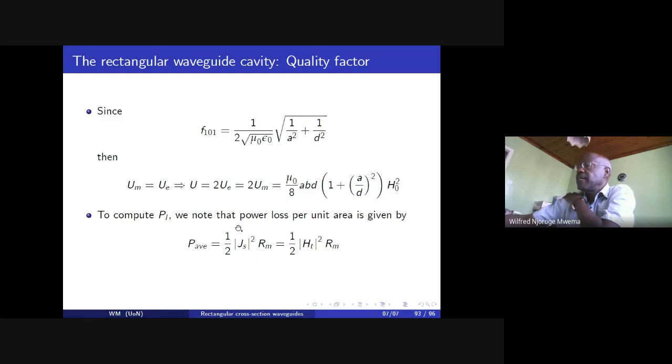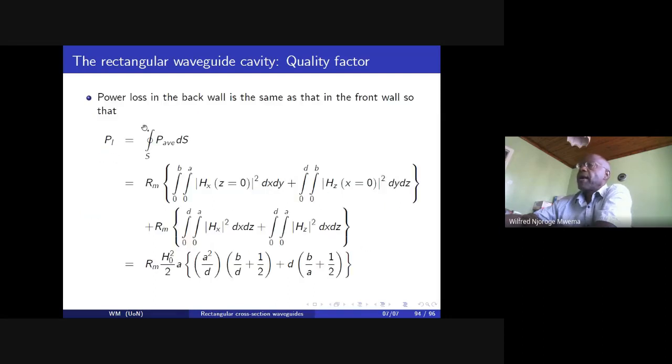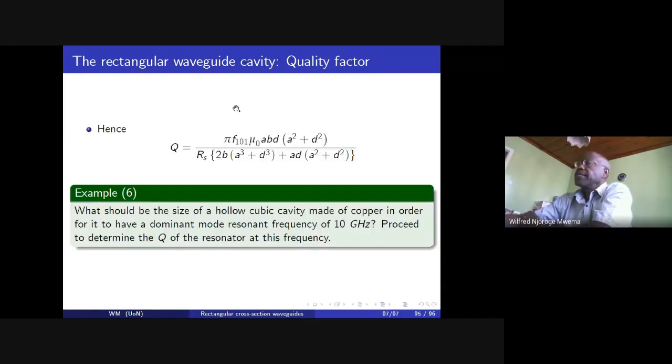To compute the power loss, we note that the power loss per unit area is given by the average Poynting value, that is the surface current density on the wall multiplied by the surface resistance per square, giving 1/2 the modulus of H_t squared times R_s. The power loss in the back wall will be the same as that in the front wall, so PL is given by the integral over the surface. For the opposite walls, at z equal to 0 and so forth, we get the corresponding values. There are 6 walls, so to speak, and hence Q will have that kind of expression, involving the volume of the cavity.